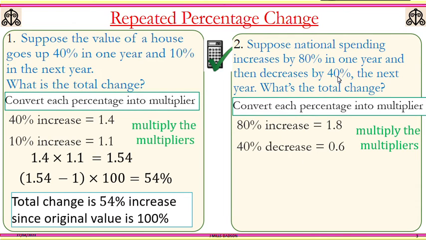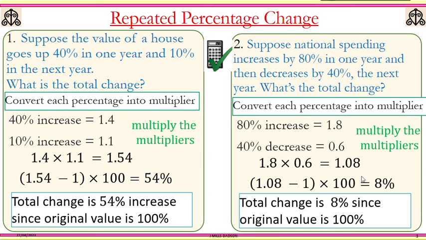100 minus 40 is 60. 60% divided by 100 is 0.6. Let's multiply these two multipliers. That gives us 1.08. So original amount is 100% or 1. If you take 1 from this and multiply by 100, we have 8%. So these two effects together are the same as increasing whatever the amount is by 8%.